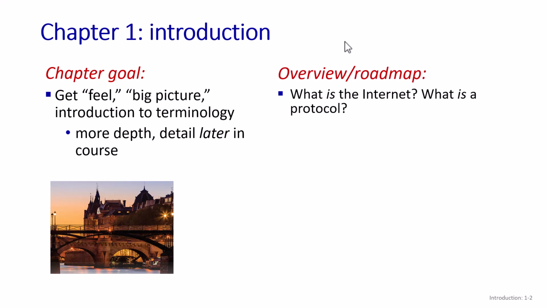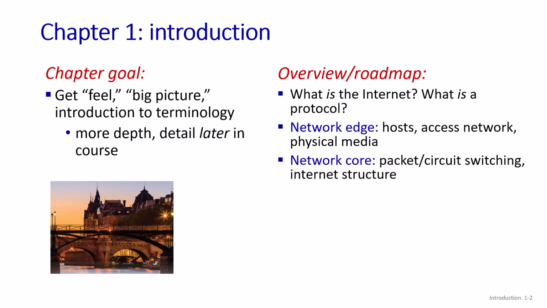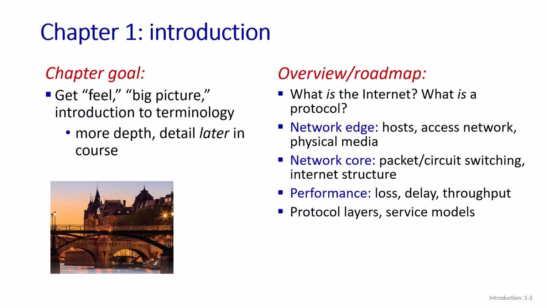First, we are going to talk about what the internet is and what a protocol is. Then we are going to talk about the topics that are related to the network edge, such as hosts, access networks, and physical media. Then we are going to talk about certain technologies that are at the heart of the network core, such as packet and circuit switching, and the internet structure. Then we are going to learn about certain important terminology related to performance, such as loss, delay, and throughput. And of course, we are going to talk about protocol layers, service models, and security. And then we are going to take a brief look at the history of computer networking.